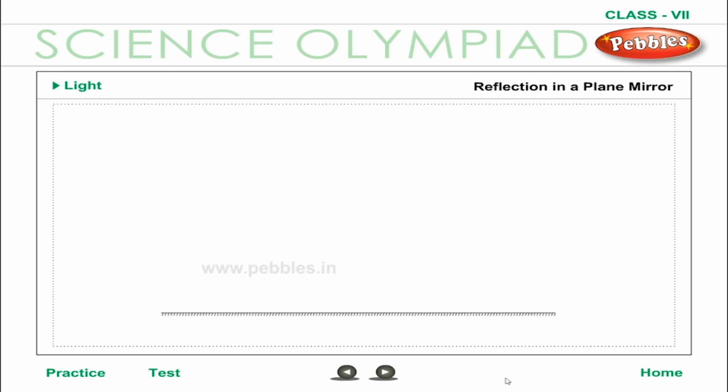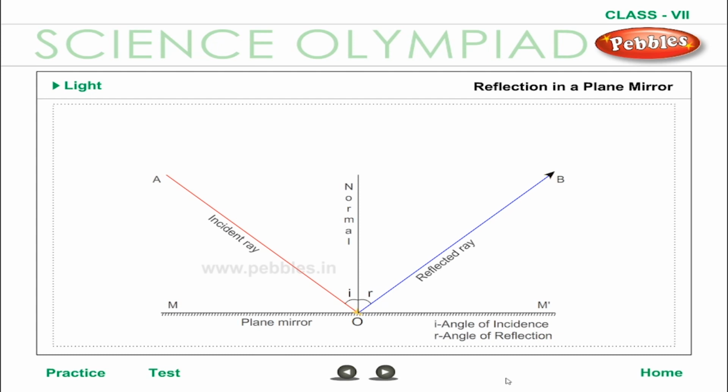Reflection in a plane mirror. A mirror having a plane surface is called a plane mirror. When light falls on a plane mirror, regular reflection takes place. The ray AO that falls on the mirror is called the incident ray. The ray OB that is thrown back into the same medium by the reflecting surface is called the reflected ray.